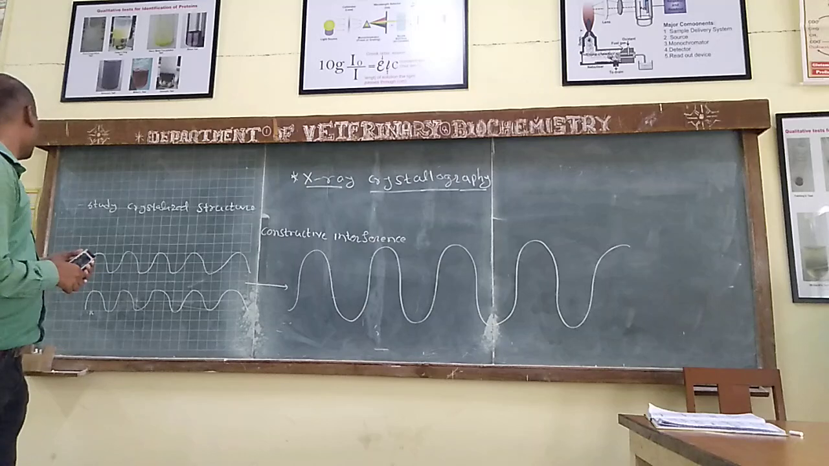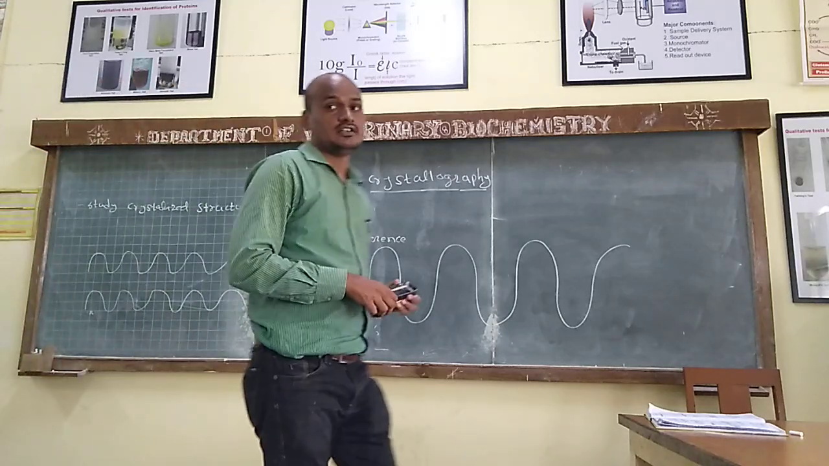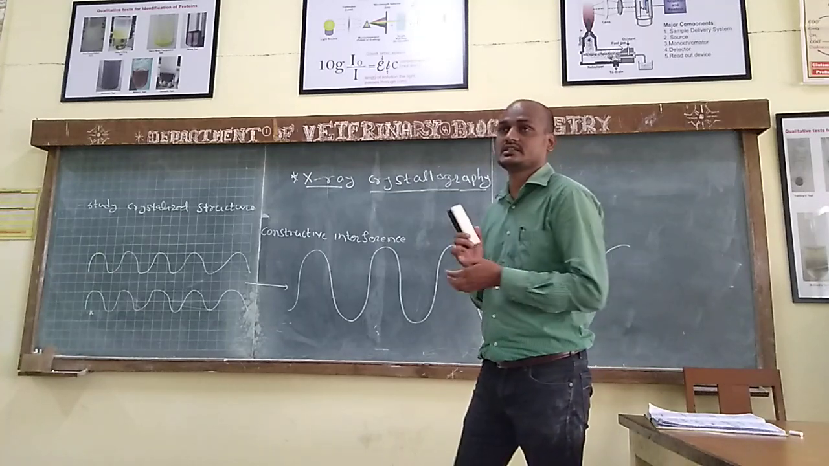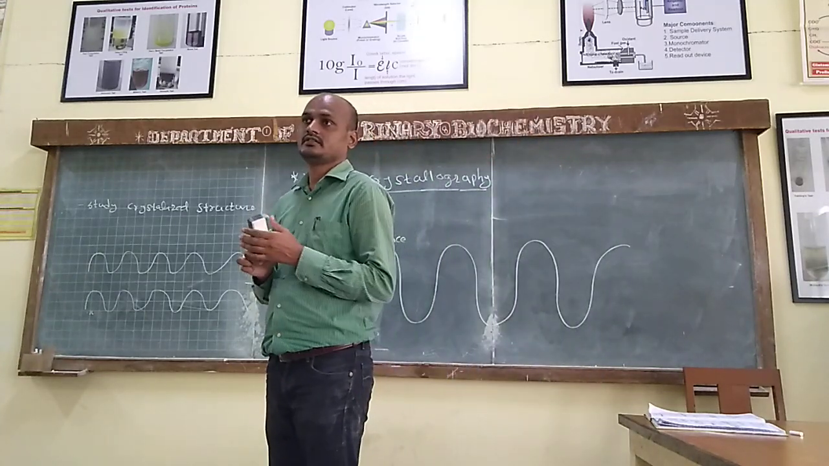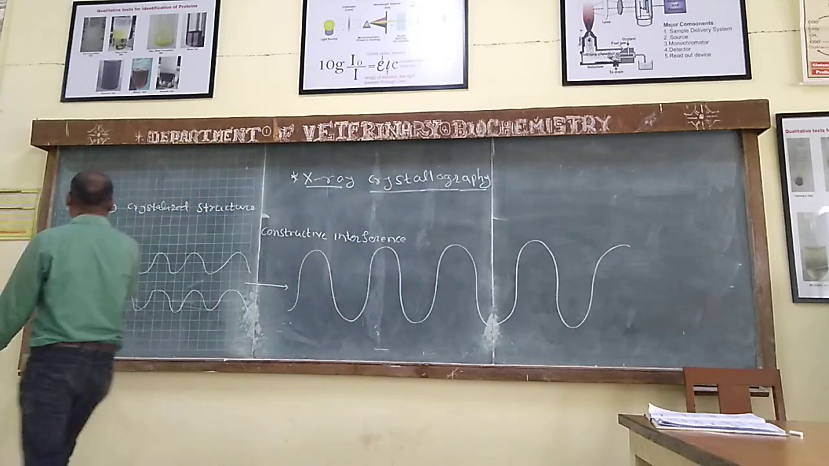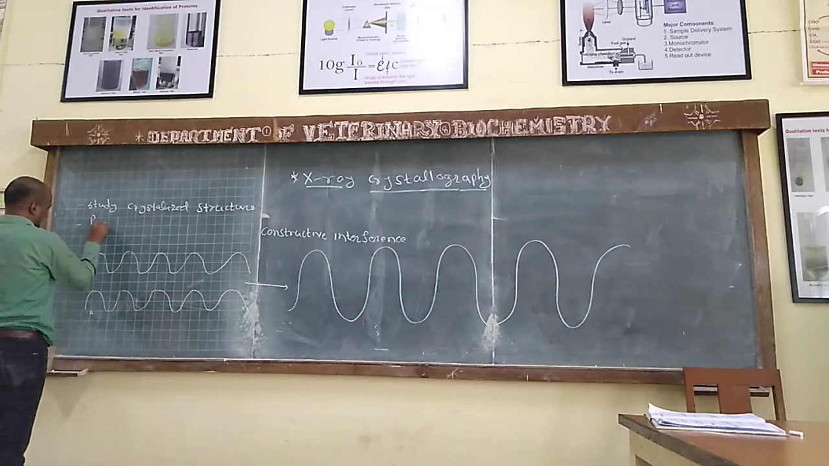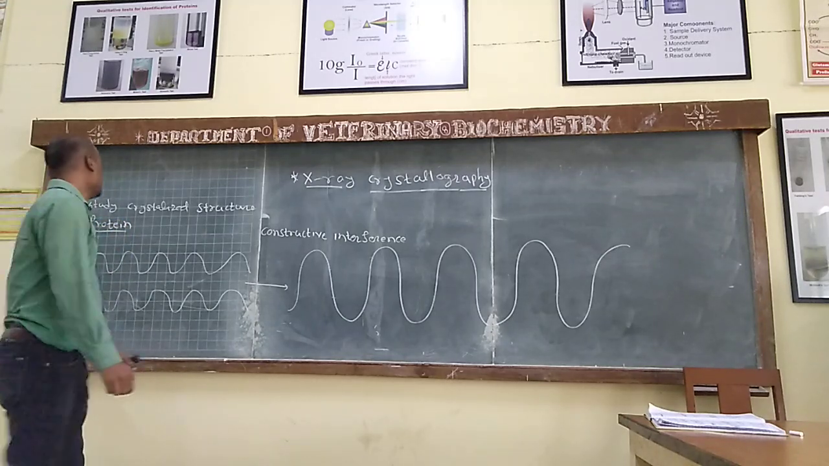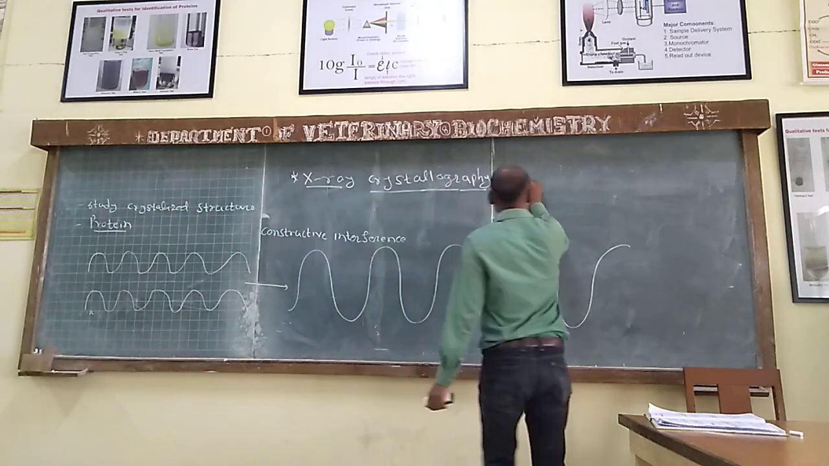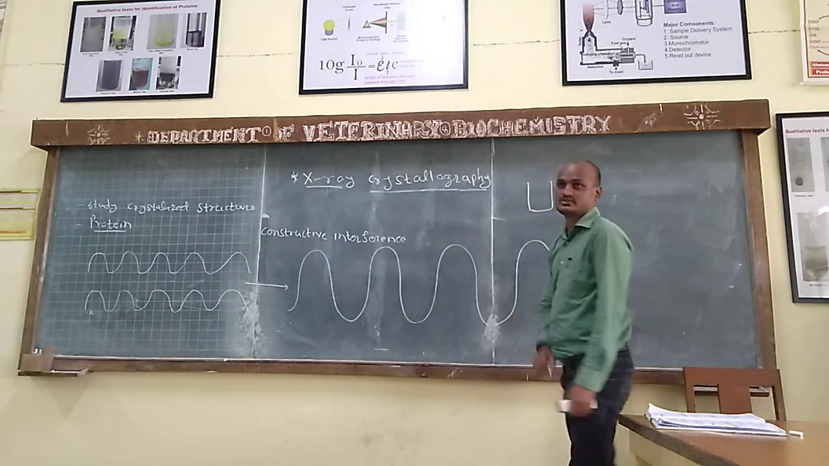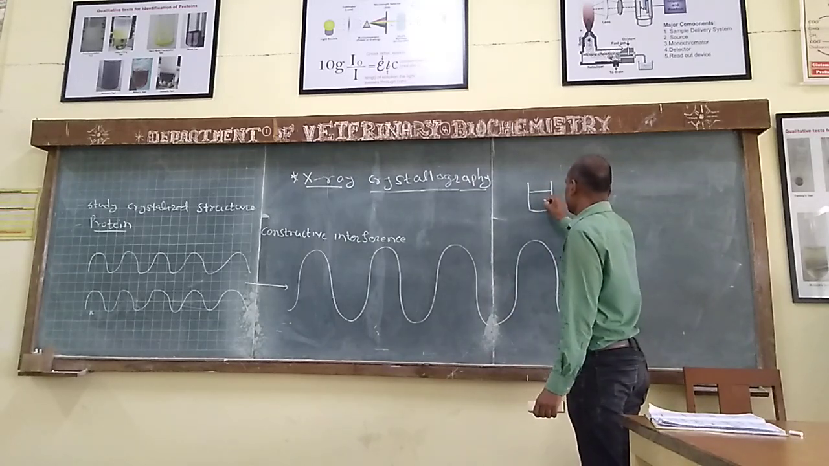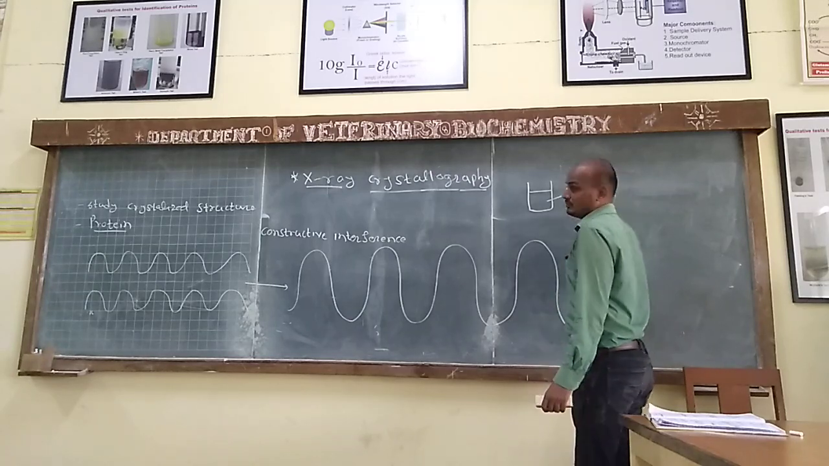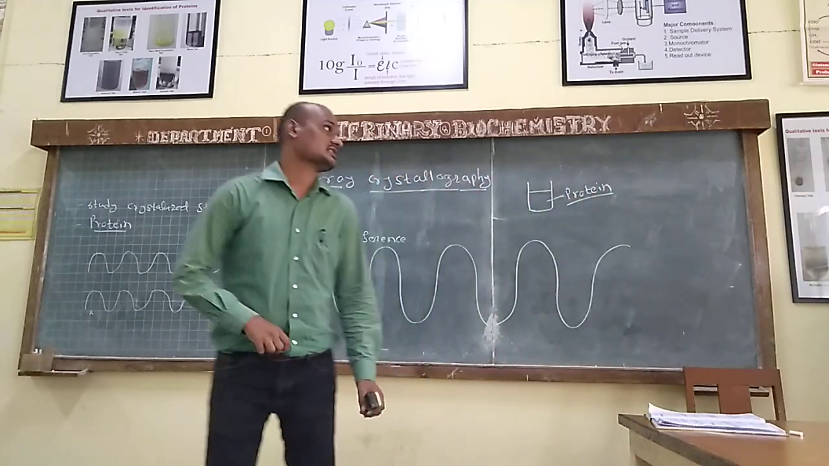So one use of X-ray crystallography is to study the crystallized structure, right? Which crystallized structures can be studied in X-ray crystallography? Any protein, nucleic acid. For example, we are taking the example of a protein. Now we have a solution. Okay, this is our solution, and it contains proteins, right?